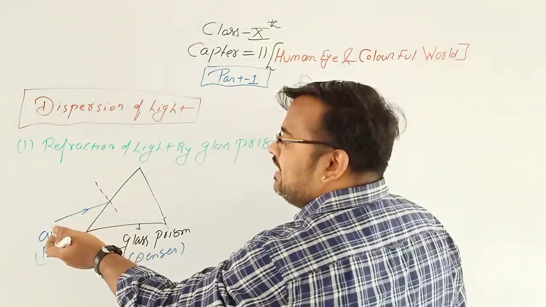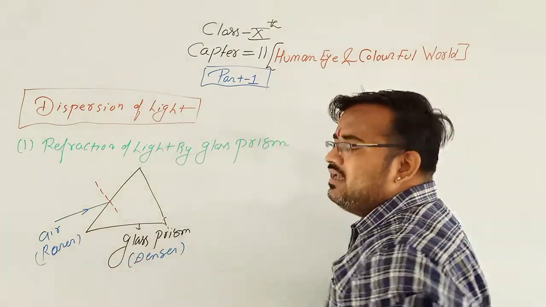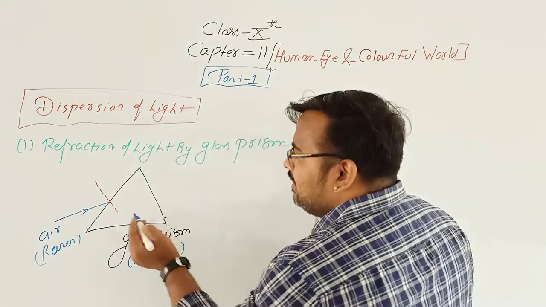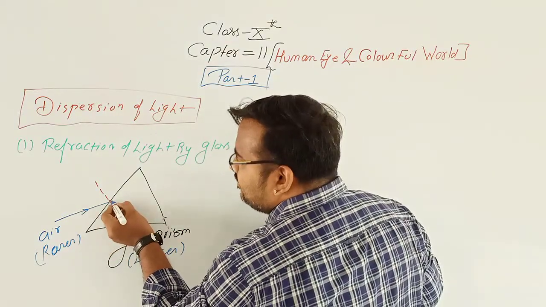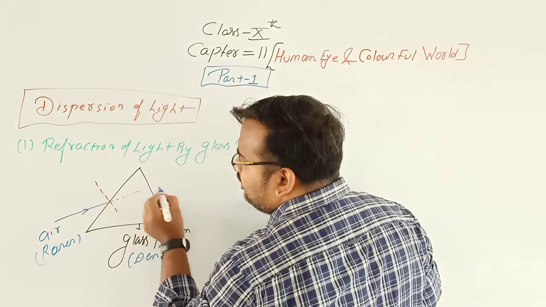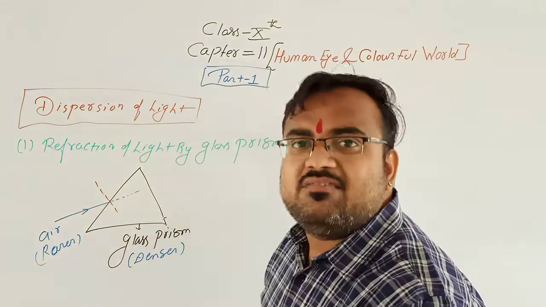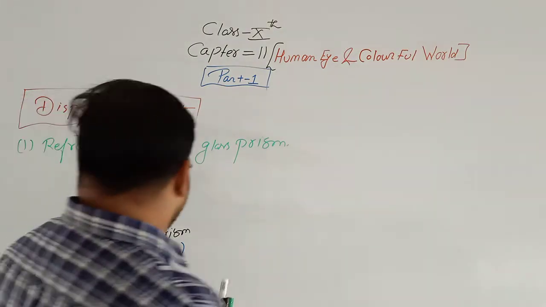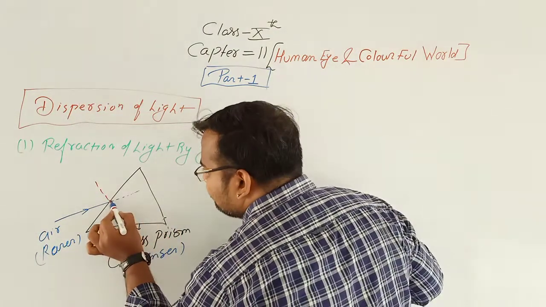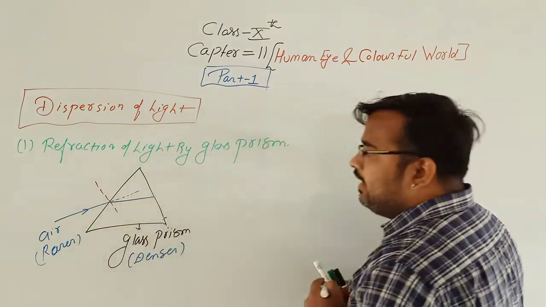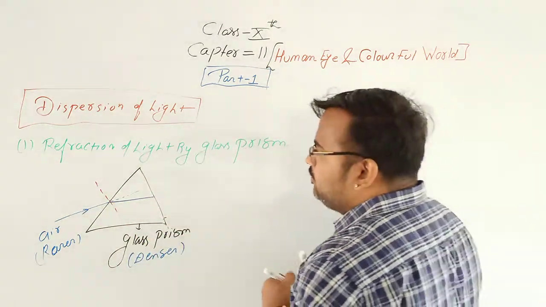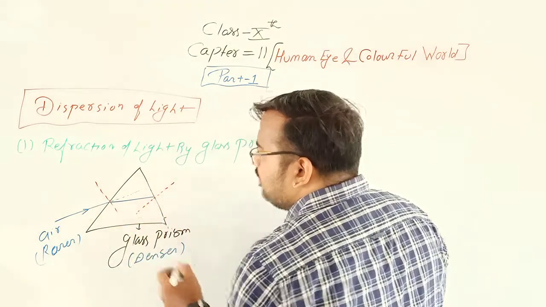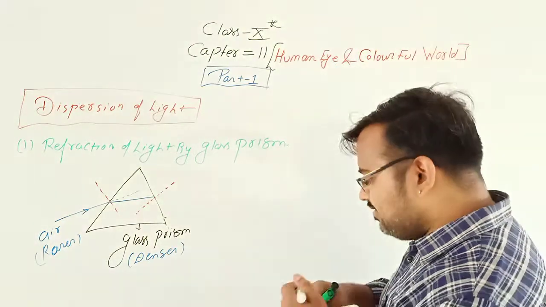When incident light travels from rare to denser medium, then the refracted light ray moves or bends towards the normal. So see, this is the original path which should be followed, but this ray is bent towards the normal. This ray will bend towards the normal, so it will be bent like this. Okay, again I will draw our normal to this surface. This is a normal perpendicular to the surface.